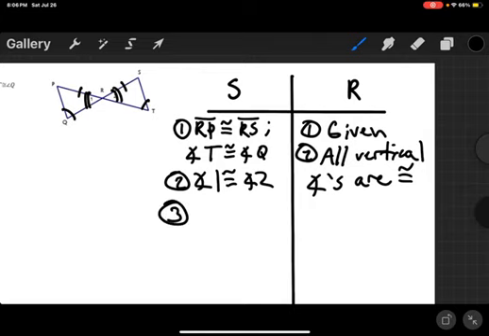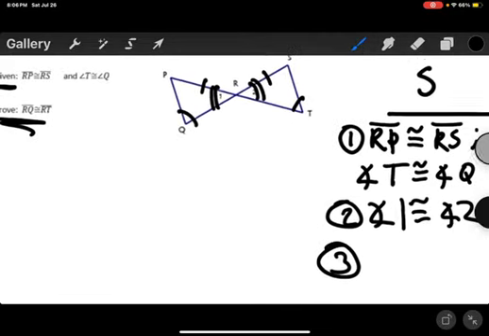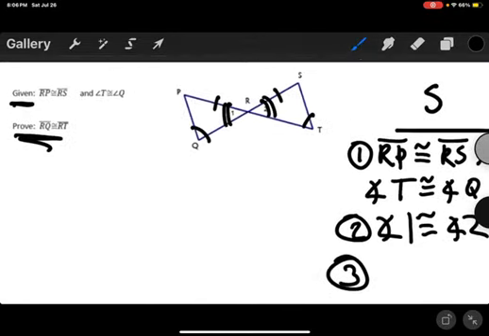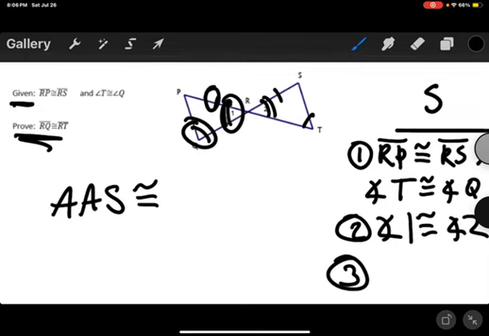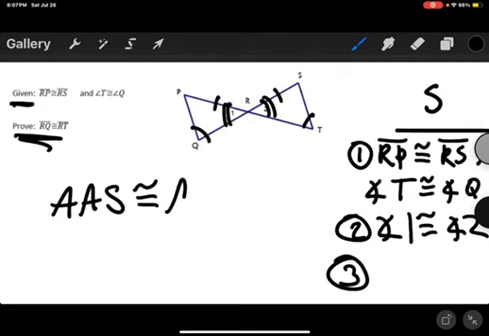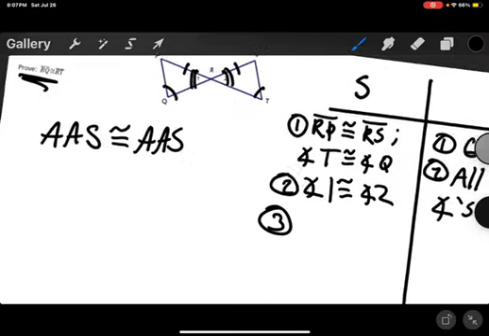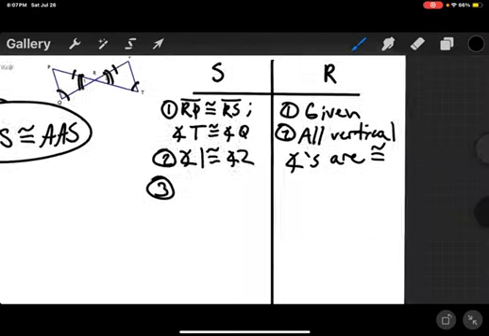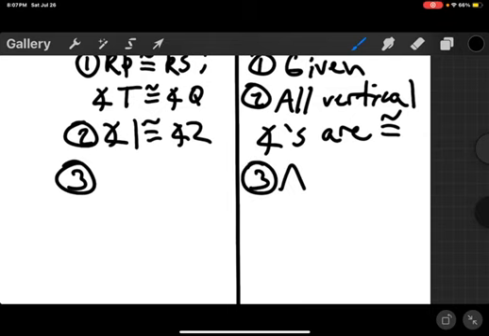So now for step 3. We have enough information to prove these two triangles to be congruent because we have angle side congruence. So this angle, and this side is congruent to this angle, and this side, meaning that the triangles must be congruent. So our reason for step 3 is going to be this right here. So we can just write that right now.